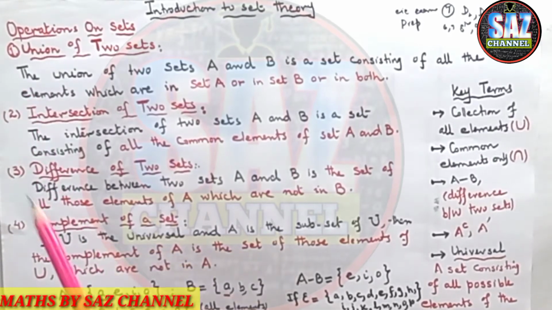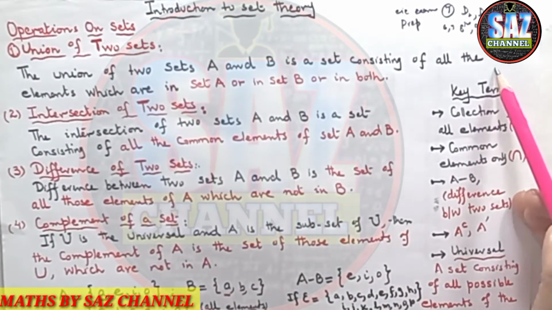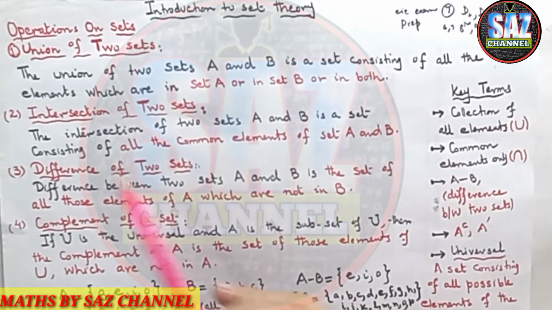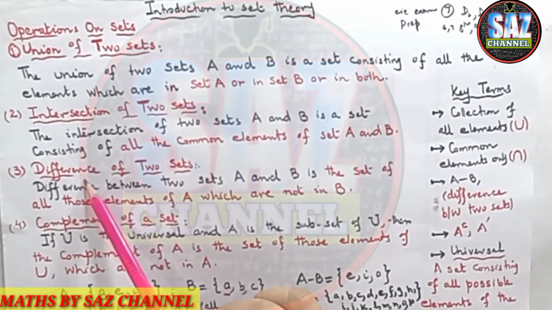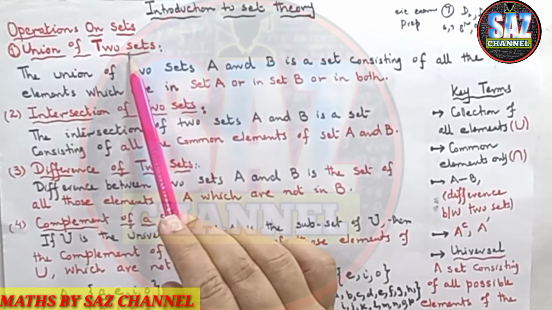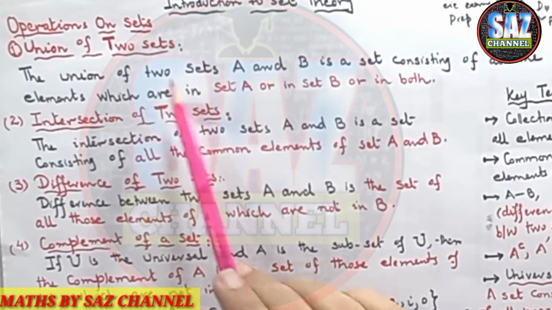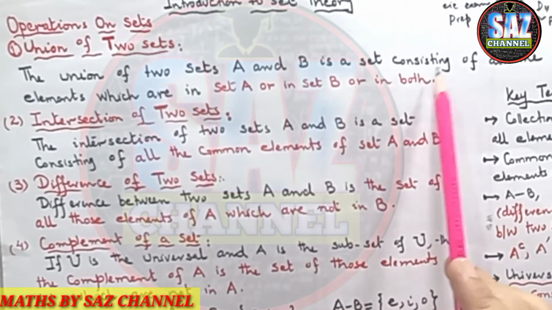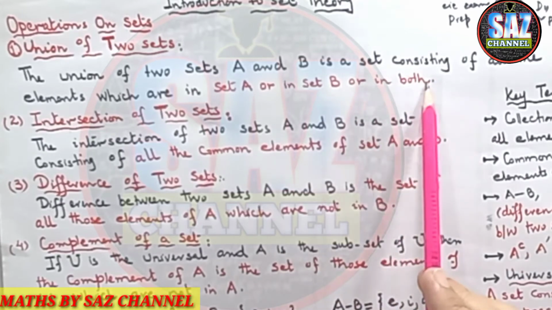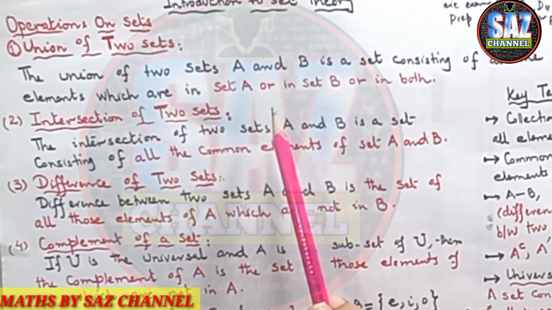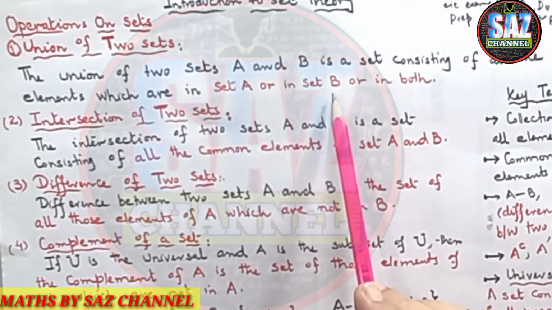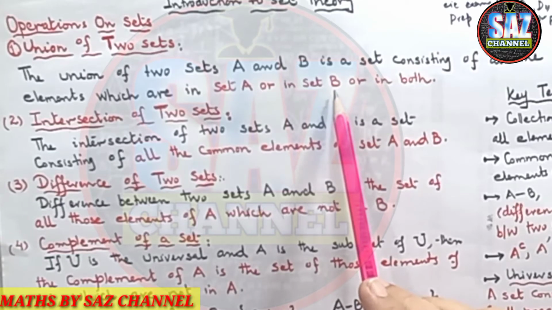Like for numbers, we have four basic operations: addition, subtraction, multiplication and division. Same for sets. The basic operations are union, intersection, difference and complement. Let's first understand the definitions and concepts of these terms. Union. The union of two sets A and B is the set consisting of all elements which are in set A or in set B or in both the sets. Means whatever are the elements in set A or whatever are the elements of set B, we have to combine all those elements, but there has to be no repetition.